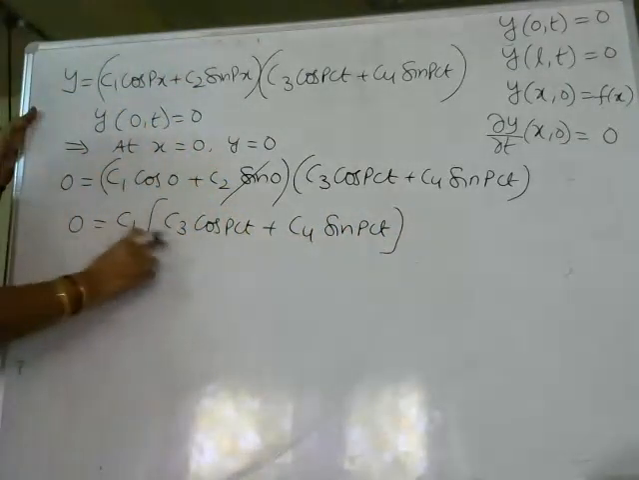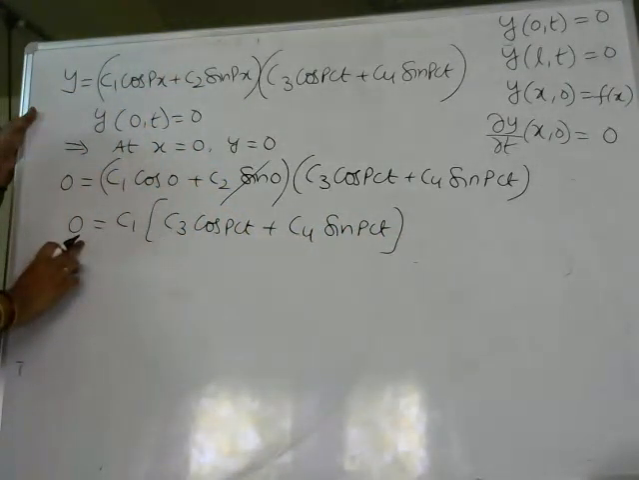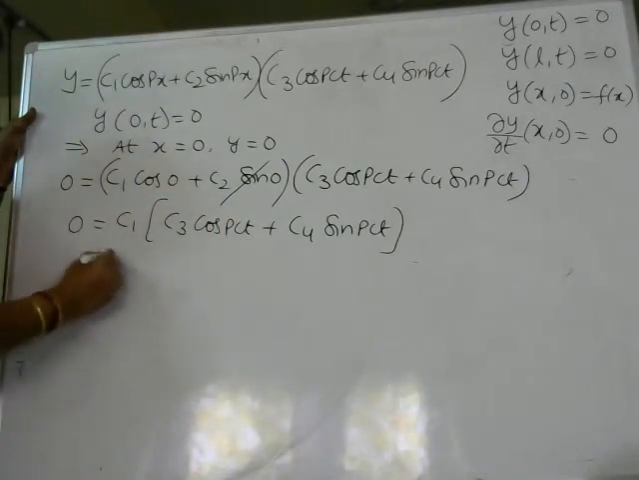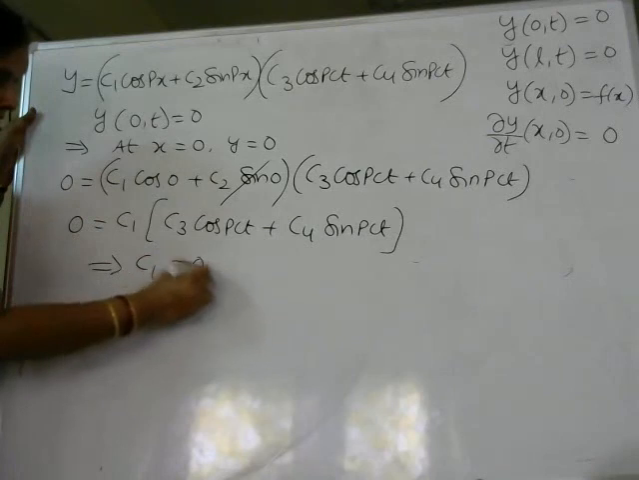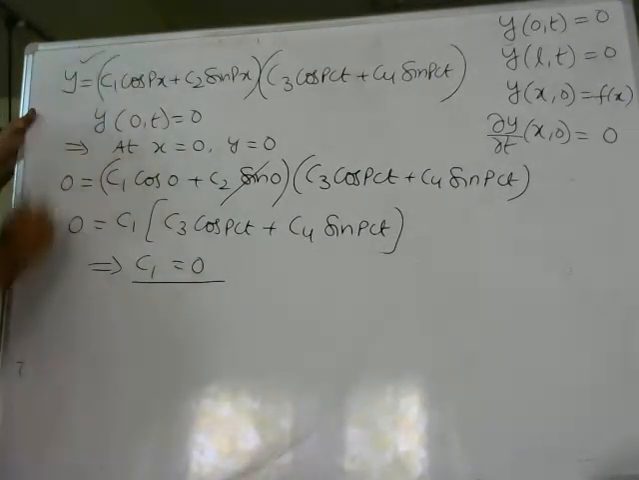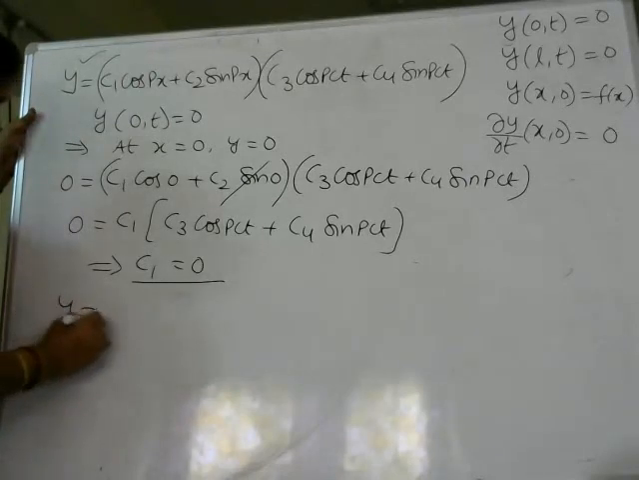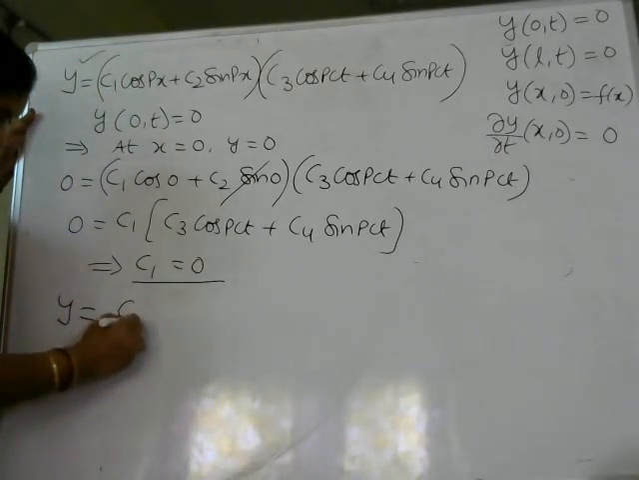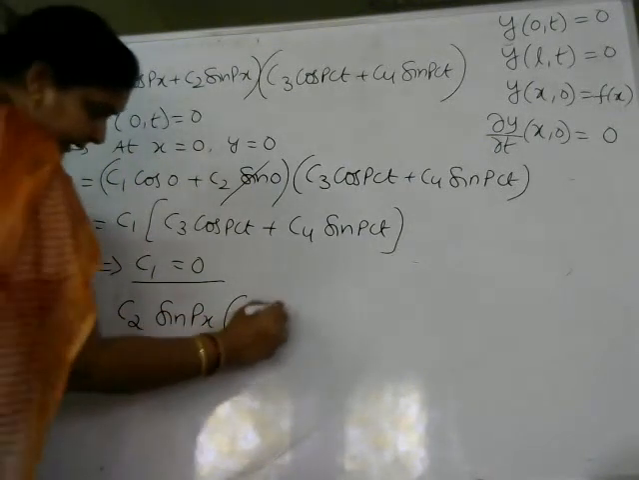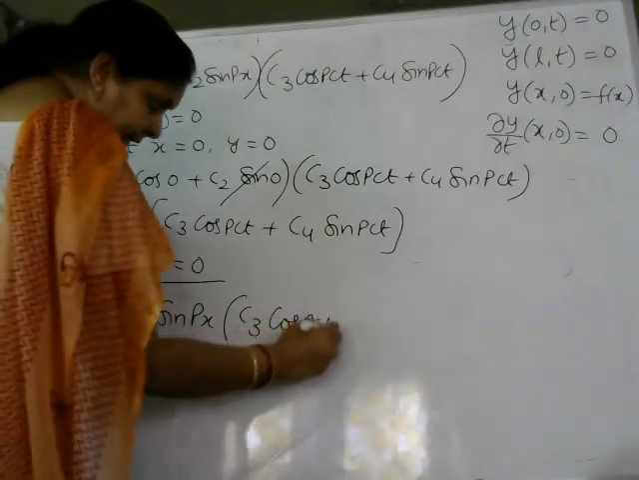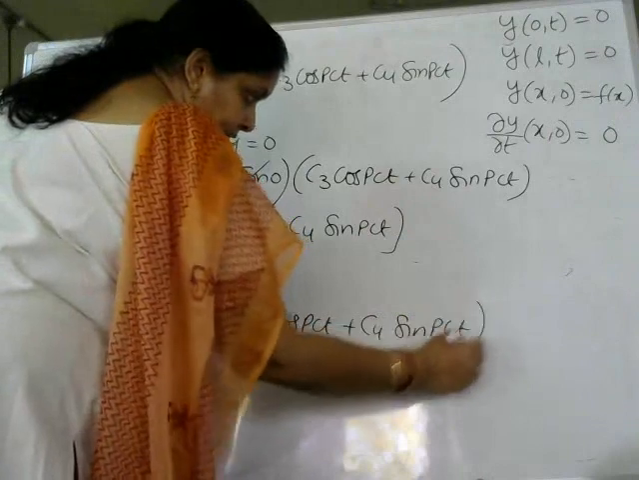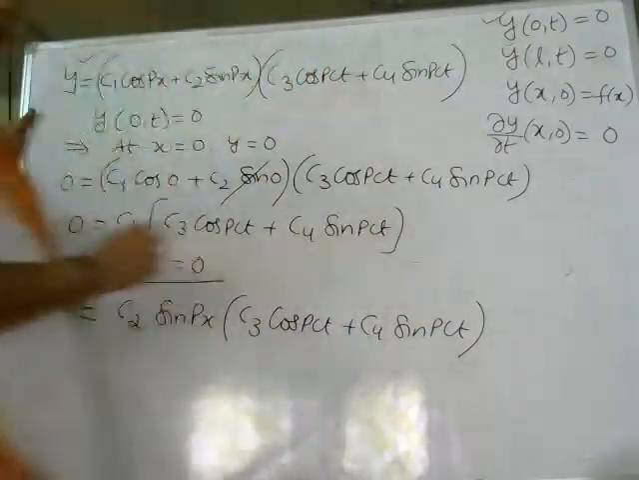If you have a product of these two which is equal to 0, what will automatically be the constant value? This cannot be 0, so automatically C1 is equal to 0. So we got the value of C1 is equal to 0. First constant is 0. If C1 equal to 0, if we substitute in this, how will the value of y be reduced? Y is equal to C2 sin px into (C3 cos pct plus C4 sin pct). So, first condition is over.